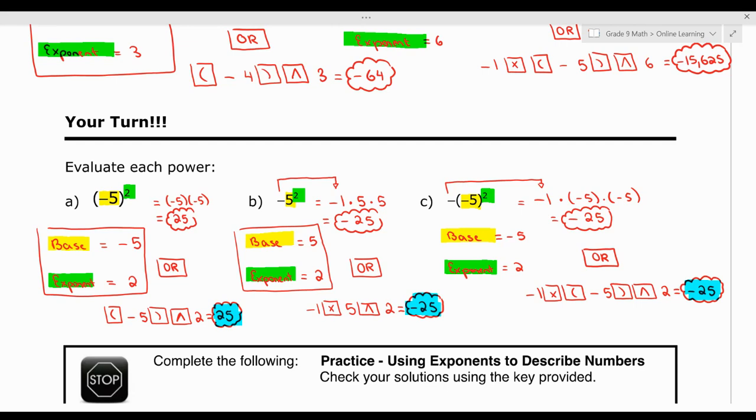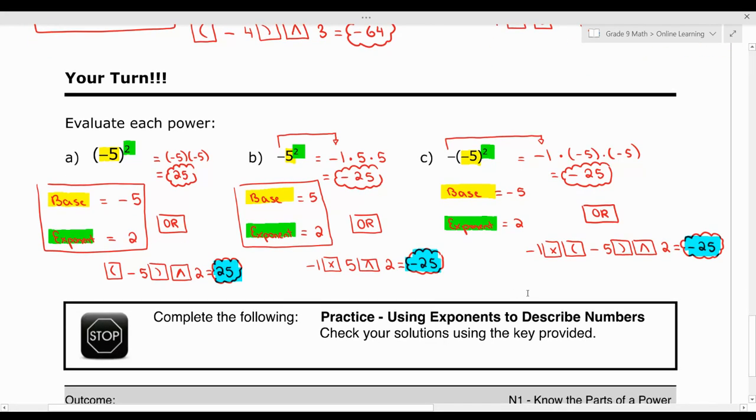Now what I want you to do is complete a practice sheet on using exponents to describe numbers. I suggest you do a couple of questions and check your answers; a key has been provided. If you are having trouble or your answers aren't matching, please stop, take a picture, and email it to me, and I'll help you figure out what might be going wrong.